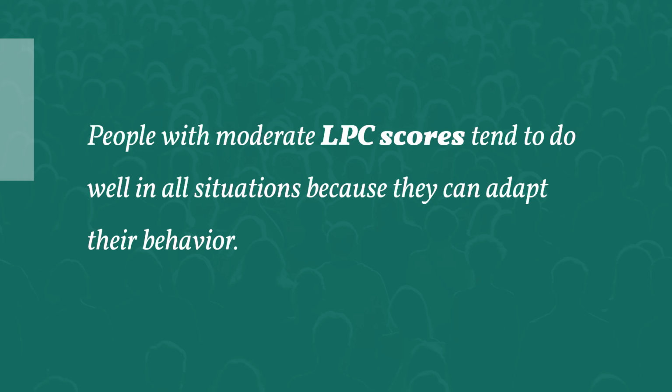Finally, people with moderate LPC scores, who can be somewhat relationship-oriented or somewhat task-oriented, tend to do fairly well in most situations because they adapt their behavior. Typically, though, they don't perform quite as well as relationship-oriented or task-oriented leaders whose leadership styles are well matched to a situation.